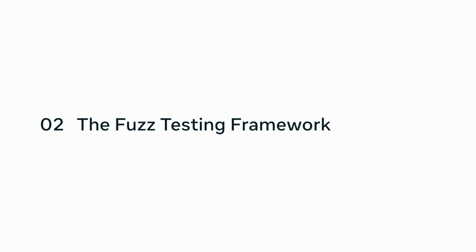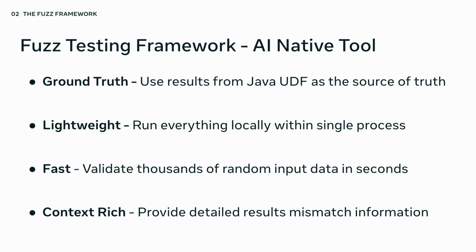We call this tool the fuzz testing framework. To make this tool AI native and AI friendly, we made a few design decisions. First, we need to provide AI agents ground truth by using the results from the Java UDFs. And also, the tool needs to be very lightweight, so everything needs to run locally within a single process.